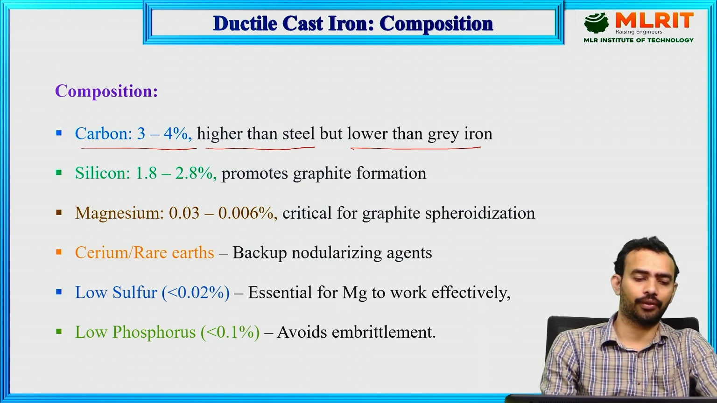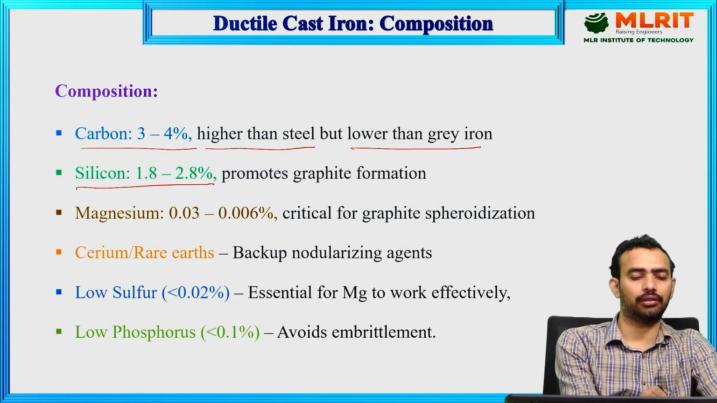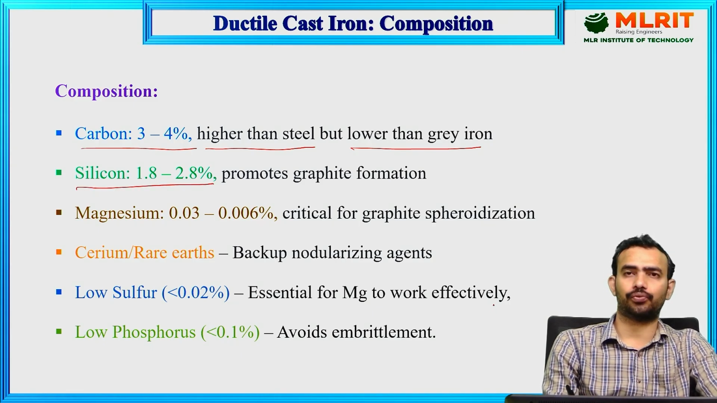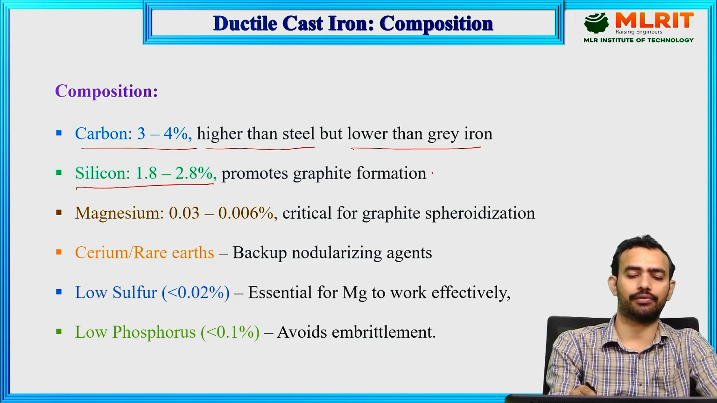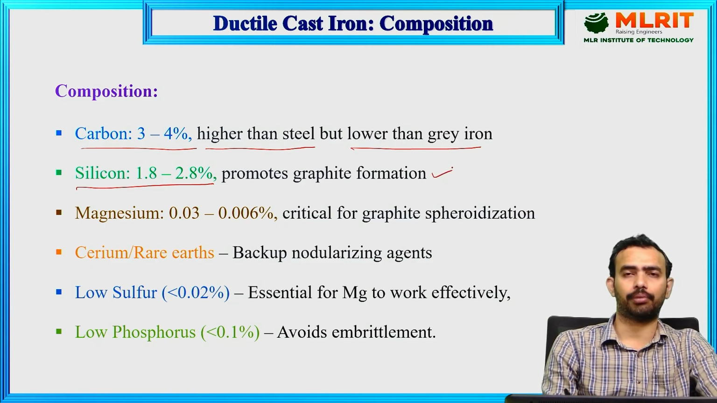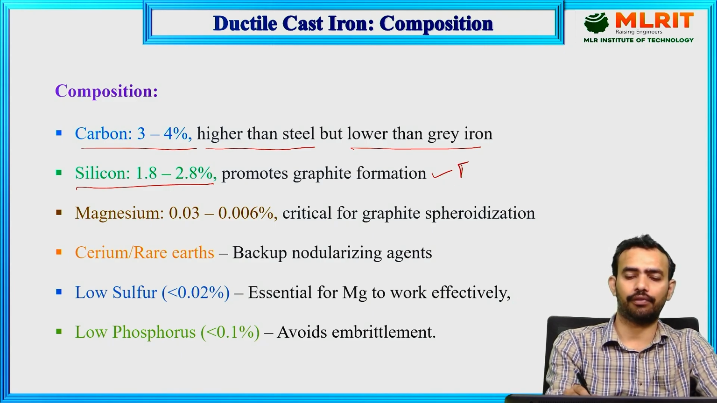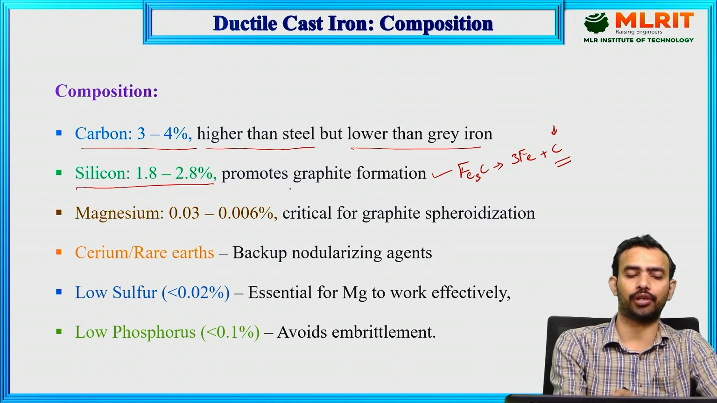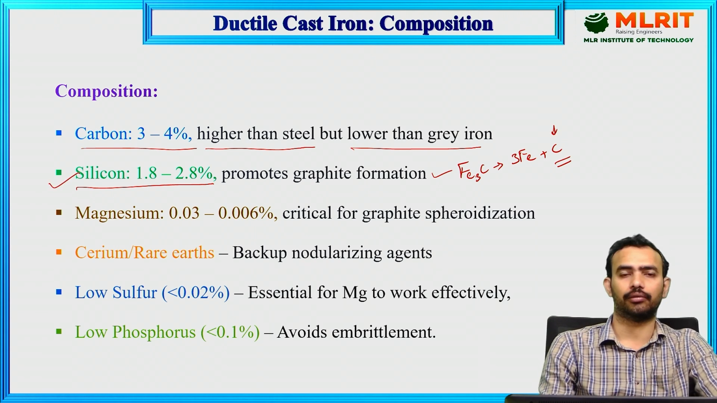Silicon is also present to a larger extent, 1.8 to 2.8 percent. In the previous lectures, we have seen that silicon primarily promotes graphite formation. It promotes the decomposition reaction of Fe3C into iron and carbon, and this carbon is present in the form of graphite. So this reaction is promoted by the silicon.